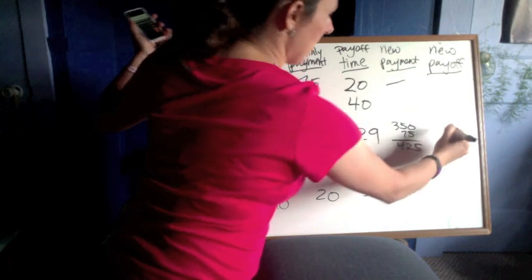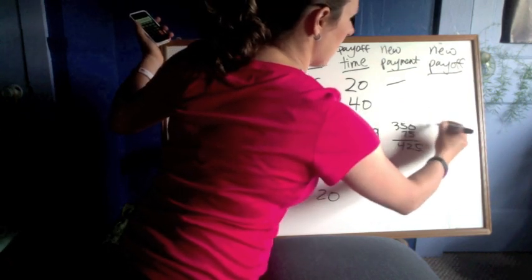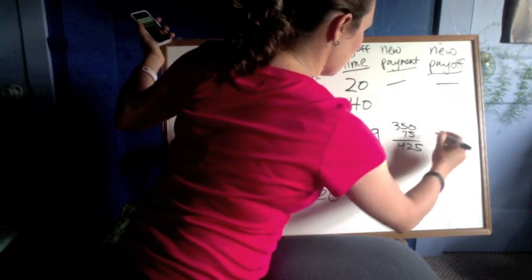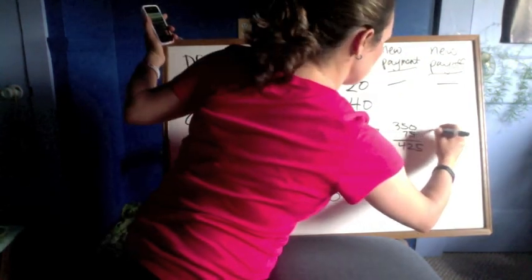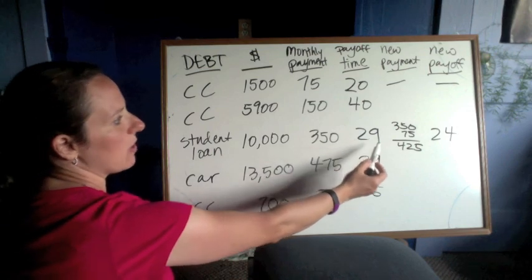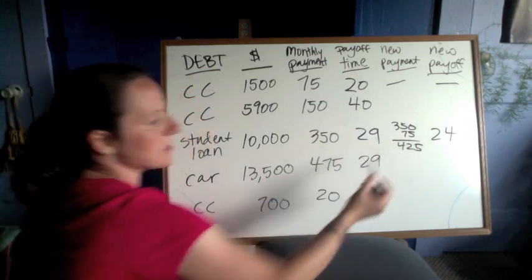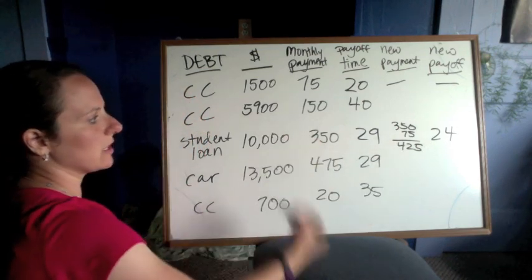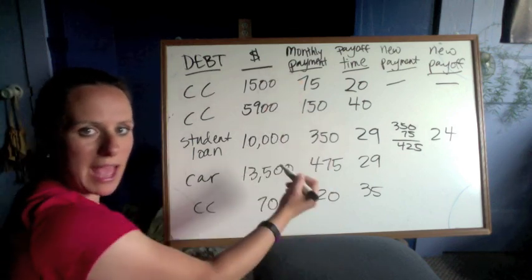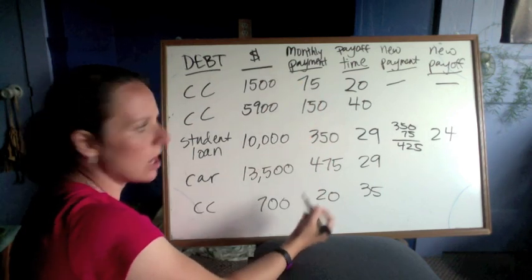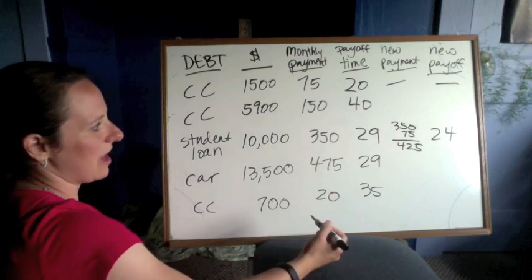So your new payoff time here would be 23.5, so we're going to say 24. Right here, your payoff time is already reduced by 5 months. Now keep in mind, it's going to be actually less than that because you're going to be paying minimum payments this whole time.